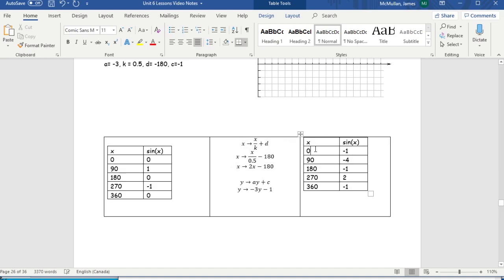Now the x's are a little trickier because we have to double them, and then we have to subtract 180. So 0 doubled is still 0. Subtract 180 is -180. Okay.